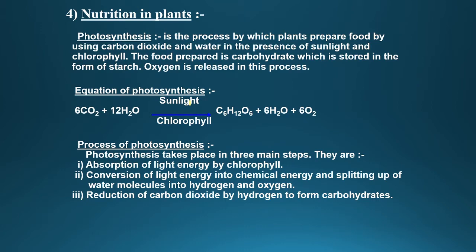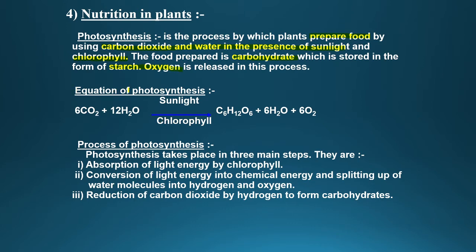Coming to nutrition in plants, we have learned this many times. It is photosynthesis. It is the process in which plants prepare food by using carbon dioxide and water in the presence of sunlight and chlorophyll. Chlorophyll is a green pigment. The food prepared is carbohydrate, which is stored in the form of starch. As we all know, even in our body, carbohydrate is stored as starch. Then oxygen is released in this process.